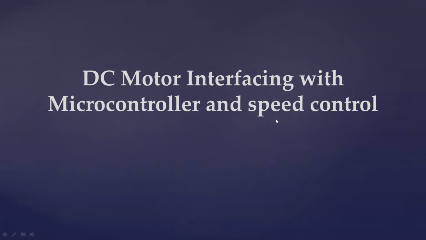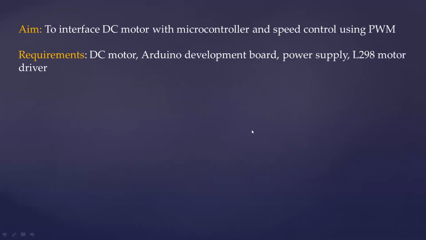So let us see how to interface DC motor with the microcontroller. So here we are using Arduino board as a microcontroller. Okay. So it is Arduino development board. So the aim of the experiment is to interface DC motor with the microcontroller and speed control using PWM. Okay. So what is PWM? It is pulse width modulation. So by varying the pulse frequency or the pulse width, we can vary the speed of the motor.